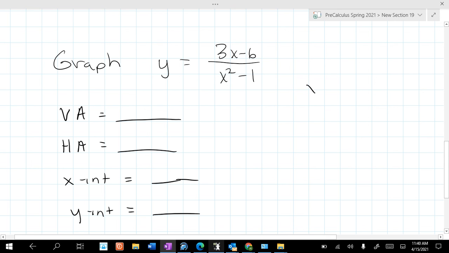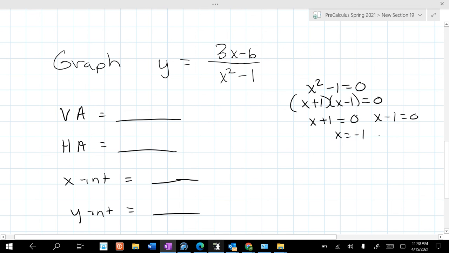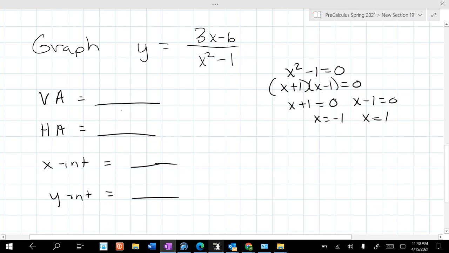You get x squared minus 1 equals 0. Factor it. x plus 1 times x minus 1 equals 0. x plus 1 equals 0, x minus 1 equals 0. So x equals negative 1 and x equals 1.